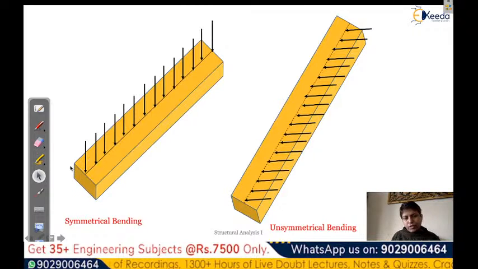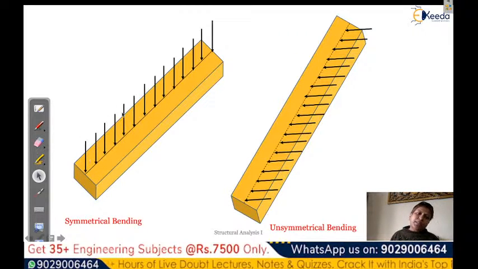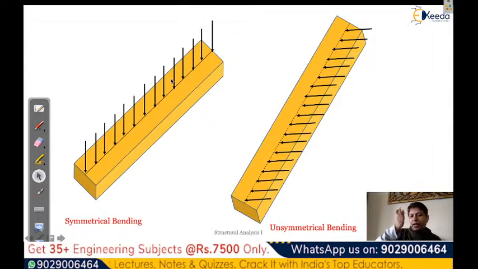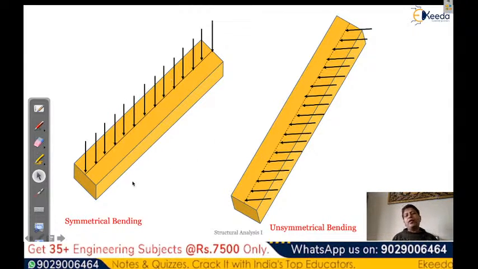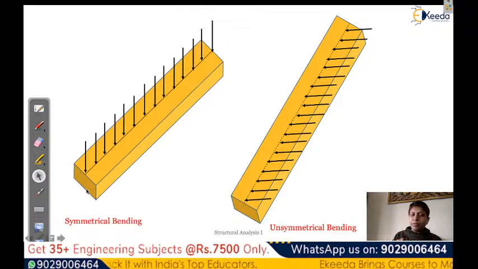If you cut it, it's a rectangular cross section. Now here the load is acting along this particular axis, a straight line in the y direction. So it will create symmetrical bending. It's a symmetrical section with the same loading, so it will cause symmetrical bending.